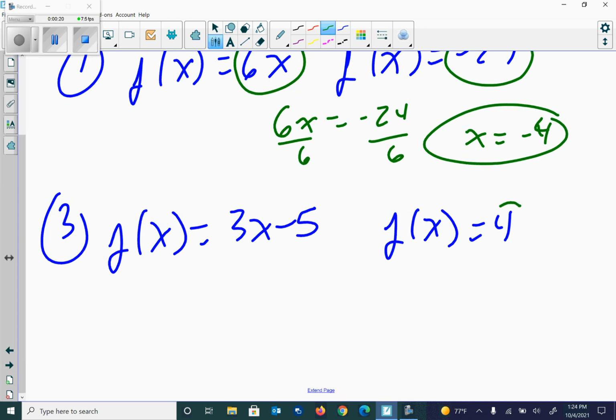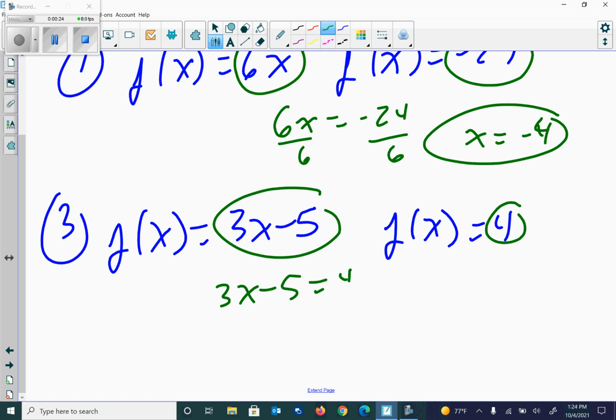Number 3, again, these two values are both equal to f at x, so I'm going to set them equal to each other, and then I'm going to solve for the variable. So add 5. So 3x is equal to 9. Divide each side by 3, so x equals 3.